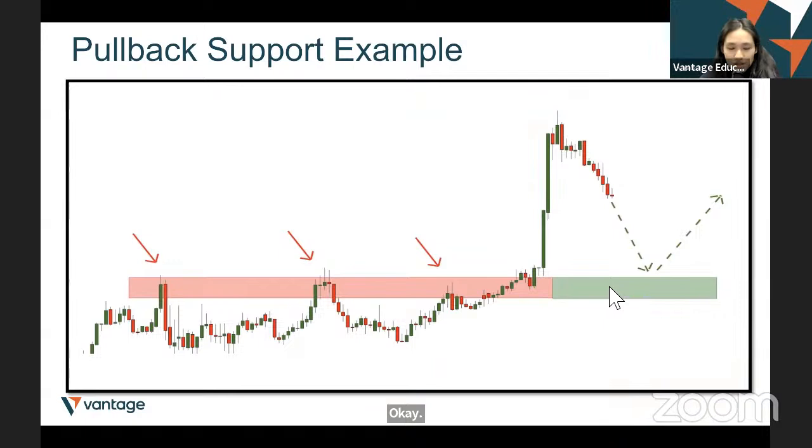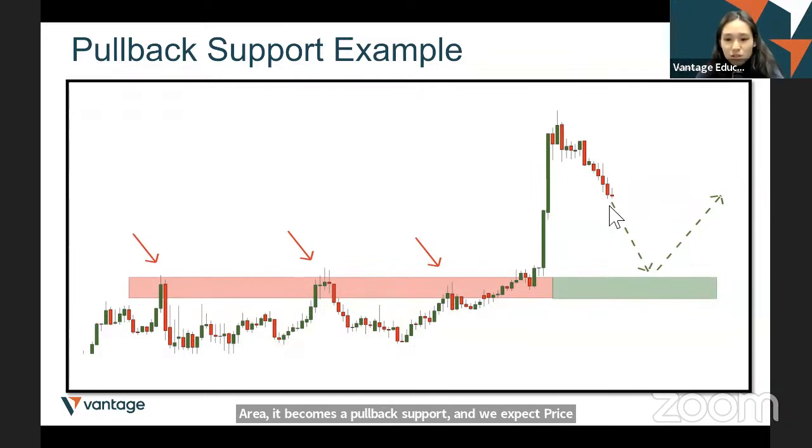So here's another example. At the red area, price tested this level 3 times before, with multiple swing highs in line with one another at the resistance level. That's represented by the red highlighted area. So once price breaks the red area, it becomes a pullback support. And we expect price to pull back or retrace to this level, as we can see from the dotted arrows.